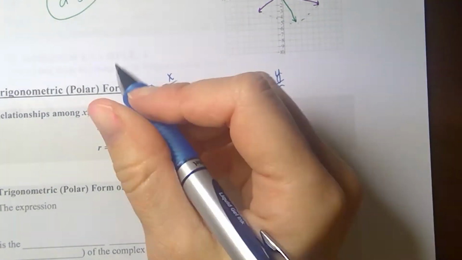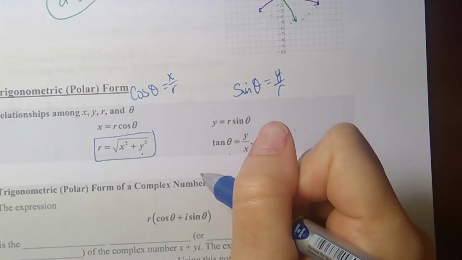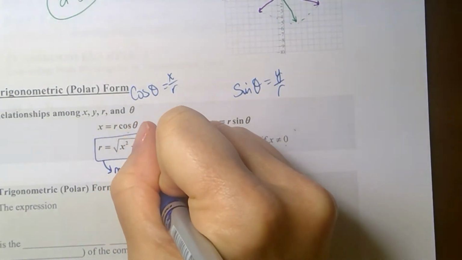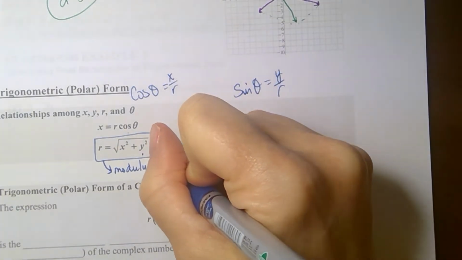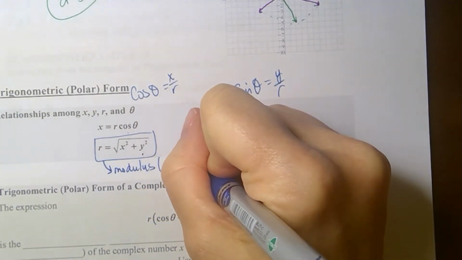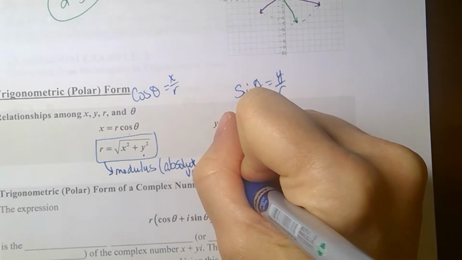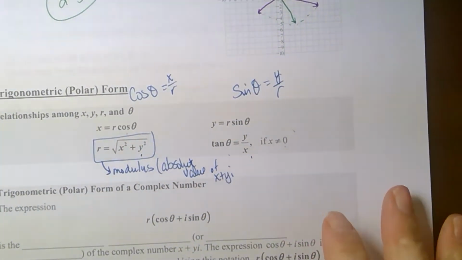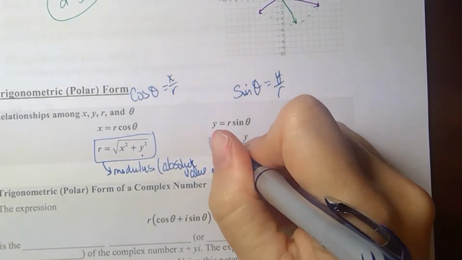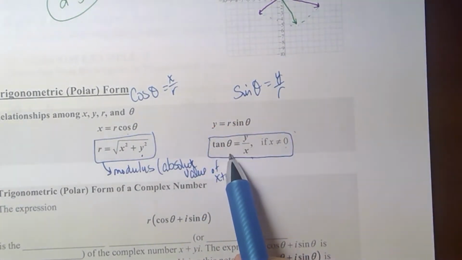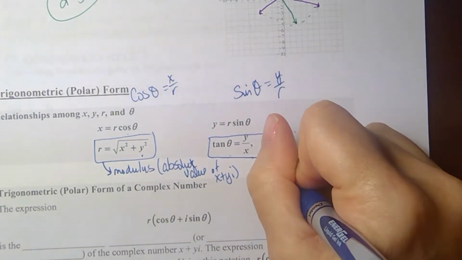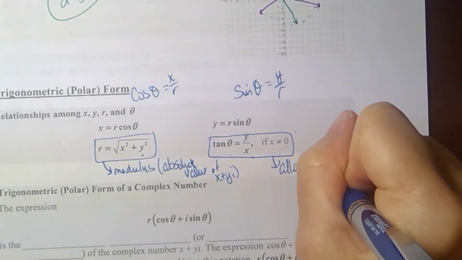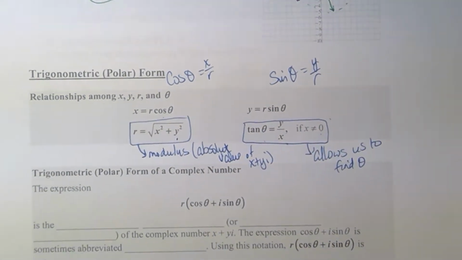This r value, square root of x squared plus y squared, is what we're going to call the modulus. The modulus is our absolute value of x plus yi, our complex rectangular form. And then we're going to use this equation for tangent, because it allows us to find theta.